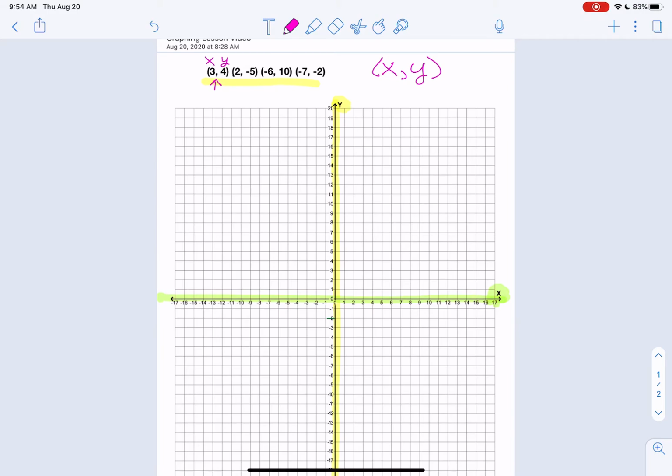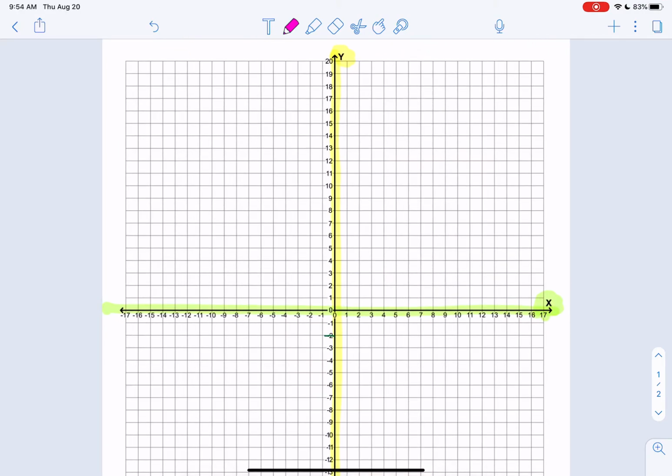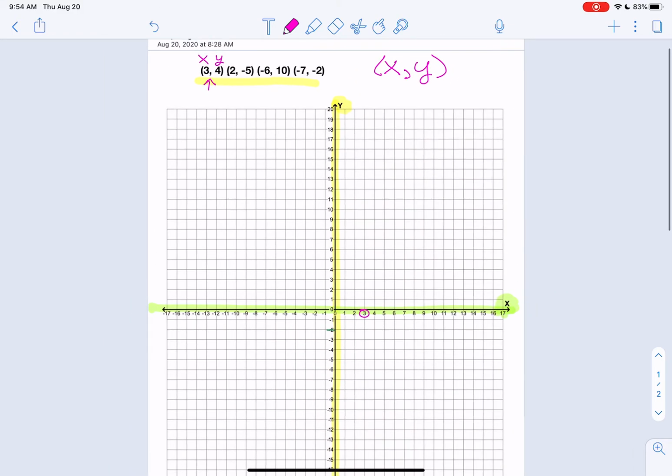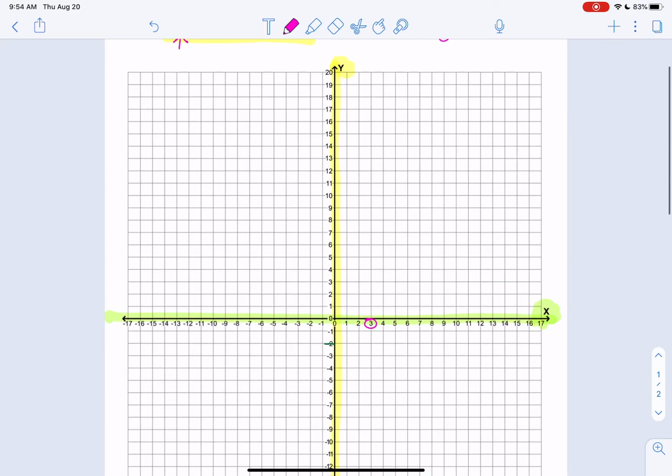X is 3, so if I look on the x-axis, the side to side, my 3 is right here. And my y is +4. So if I look on my y's, my +4 is right here. Now, where those 2 points meet, that's where I plot my point. If you followed the line on the 3 and you followed the line on the 4, they would meet right here. And this is going to be the point (3, 4).